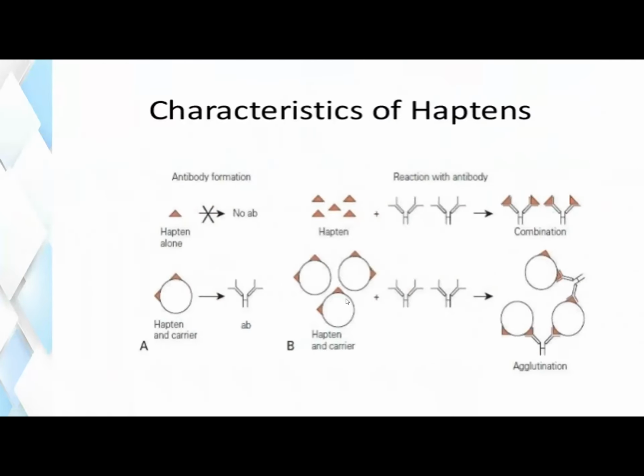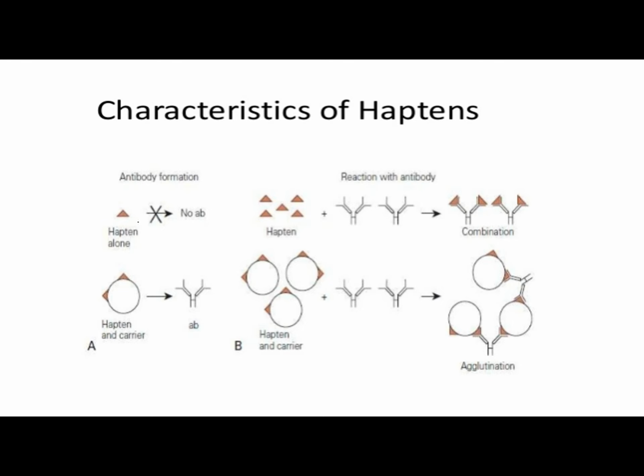Let's continue. Now here are the characteristics of your hapten. For antibody formation, hapten alone cannot cause the creation of antibody. Please remember this. It cannot cause the creation of antibody, but it can attach to antibody on its own.